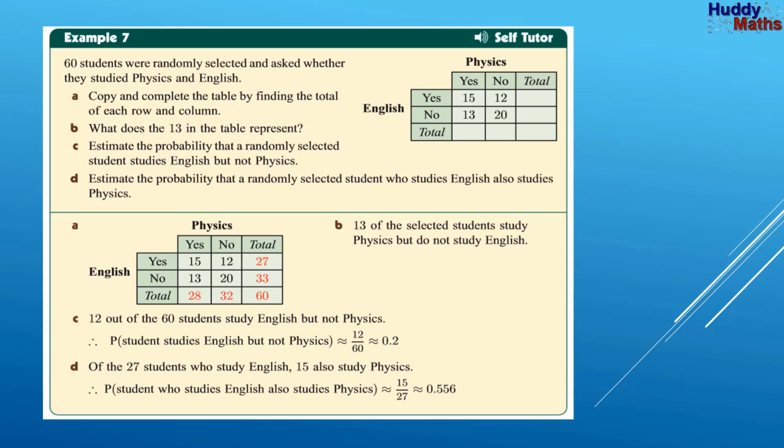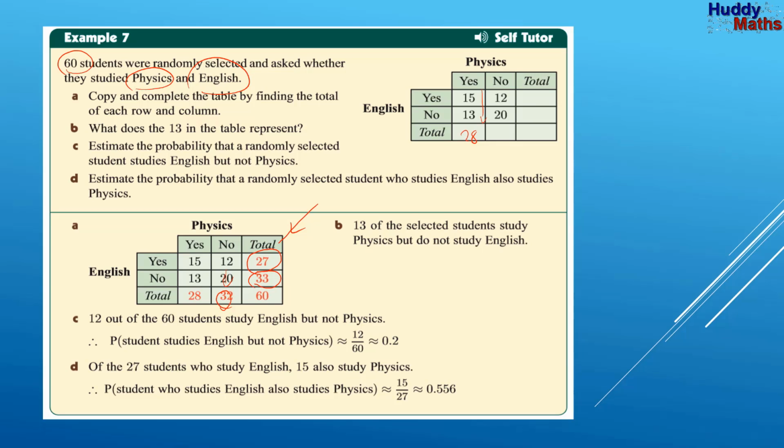All right, here we are. Let's have some more examples. 60 students were randomly selected and asked whether they studied physics and English. Let's have a look. So here we are. That's our table. So the total of physics was 28. Hang on, come down here. Completed. And the total of yes for physics and no for physics was 32. Totaling this way, yes for English was 27, no for English was 33. So it's a total of 60 students there.